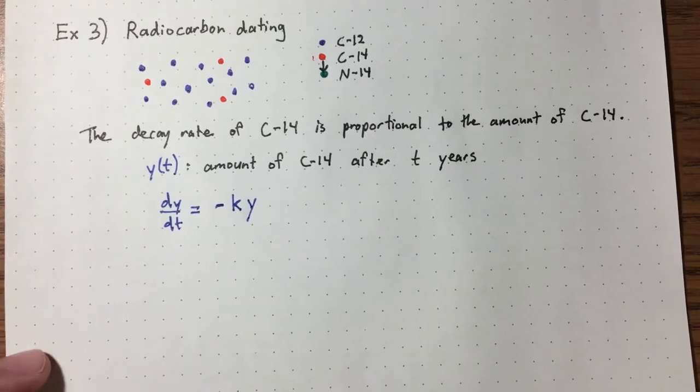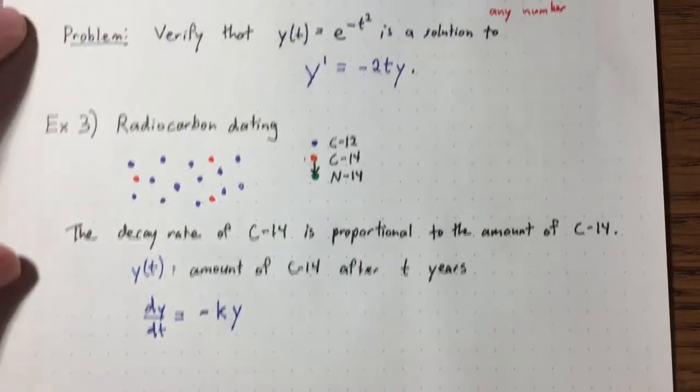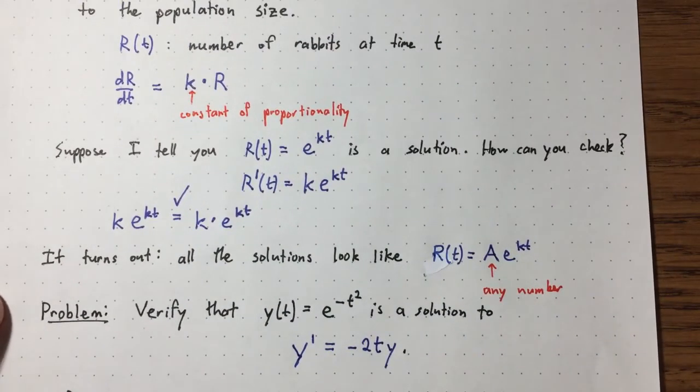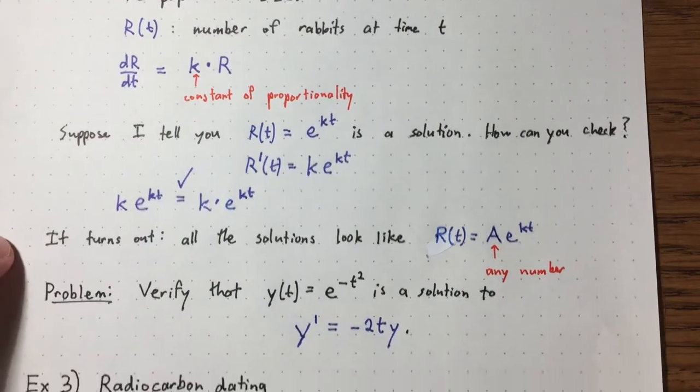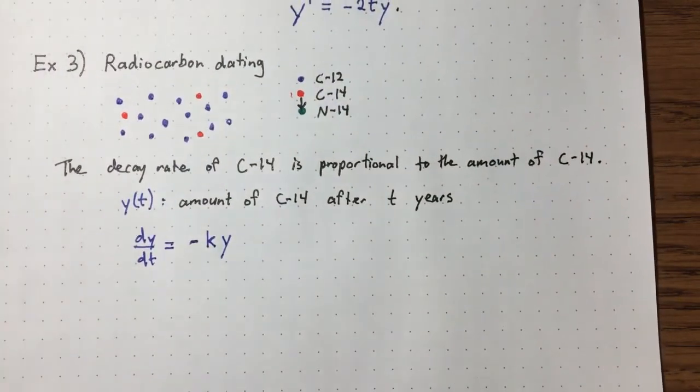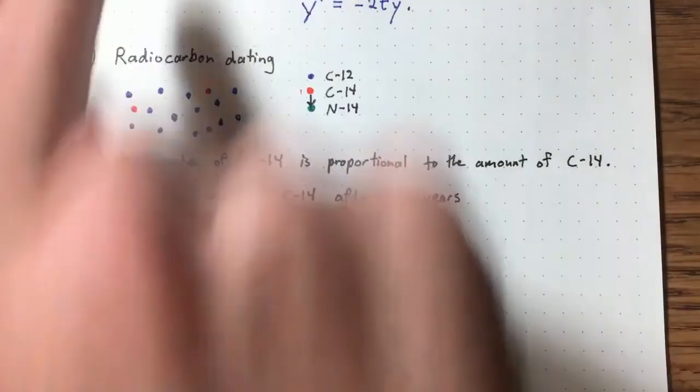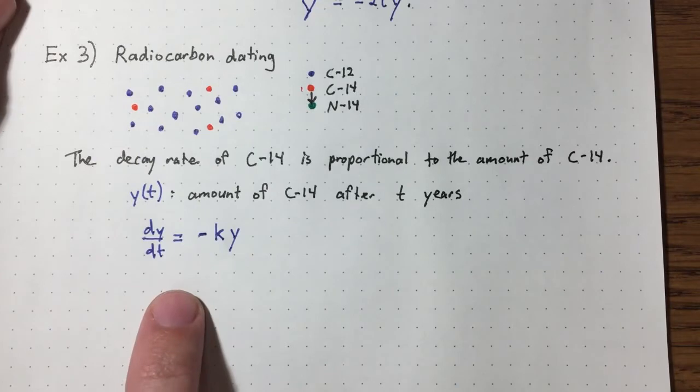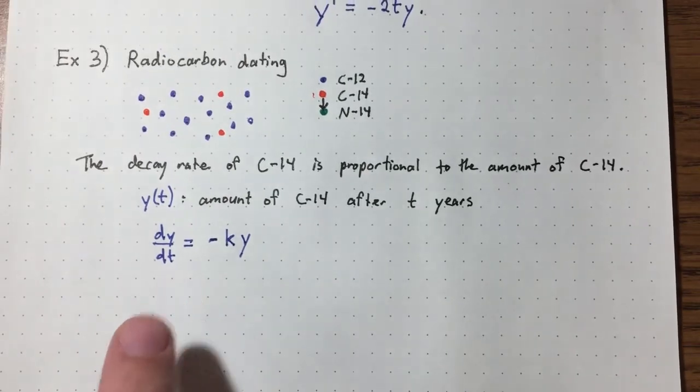And you might notice this looks just like the rabbit example, except without the minus sign. So this is another common theme that we're going to see, is that often seemingly different problems are going to result in the same differential equation. In fact, this differential equation can literally model hundreds of different physical problems.